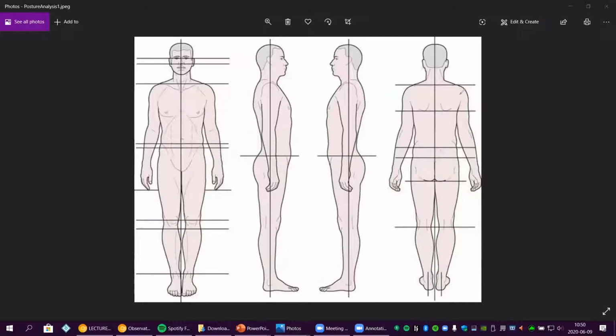But that's kind of how we're going to look at the overall assessment. And what we would say then is, if we're looking at that anterior assessment and we notice that maybe the left earlobe is here and the right earlobe is here, we're going to indicate that the left earlobe is lower than the right earlobe, or the right earlobe is higher than the left earlobe. Either of those mean the same thing.